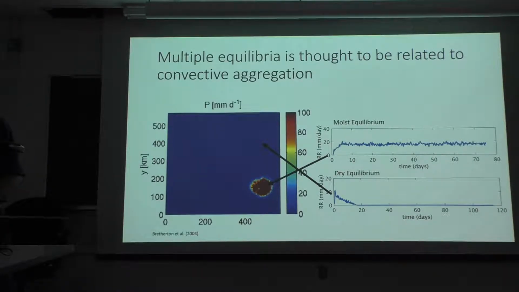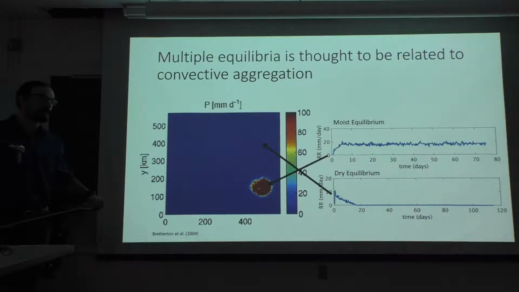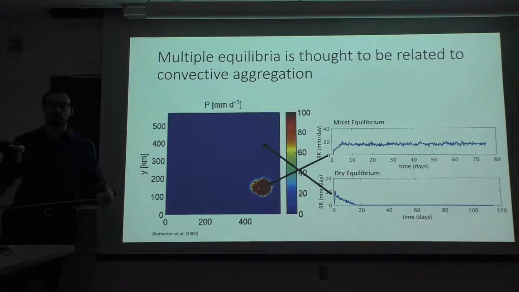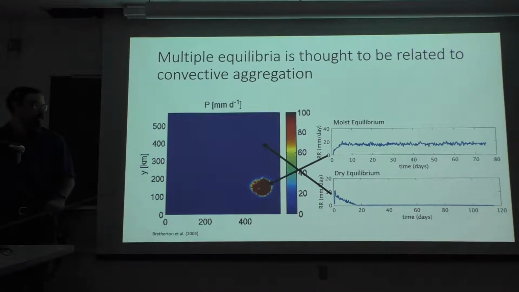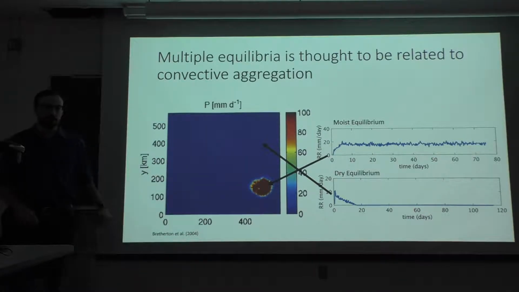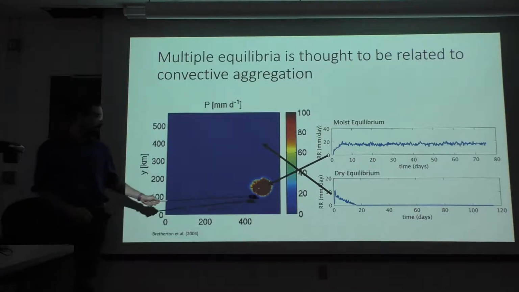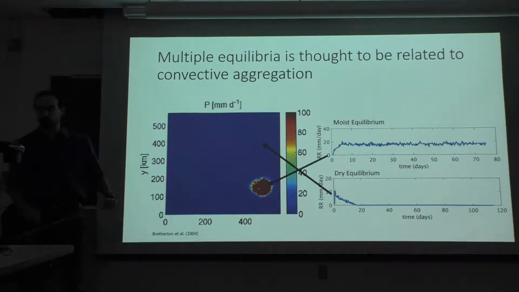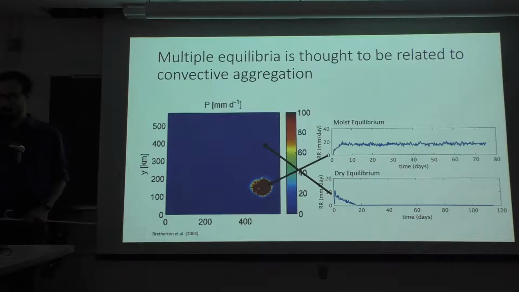So this potentially is an explanation for why we have the two different equilibria in our WTG models. Essentially there are two states of the tropical atmosphere: dry subsidence caused by radiative cooling, and then moist convection in updrafts.